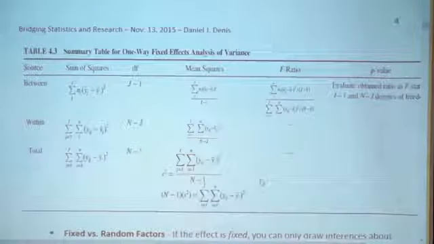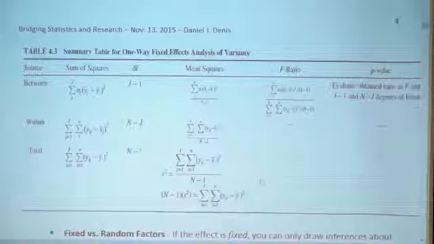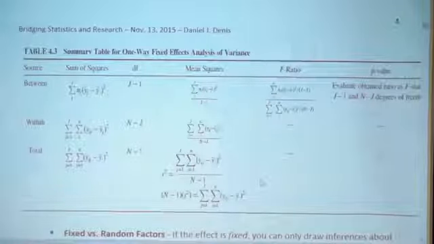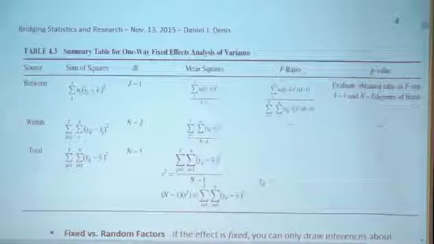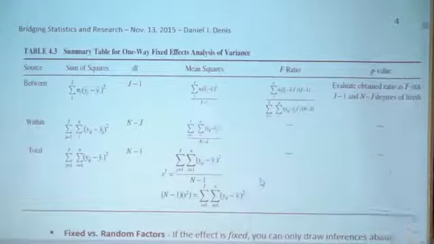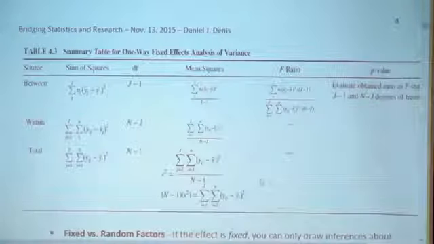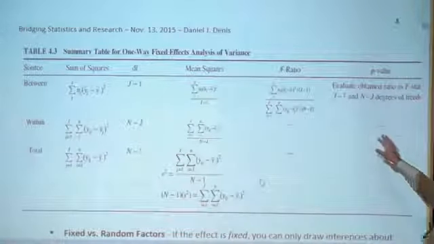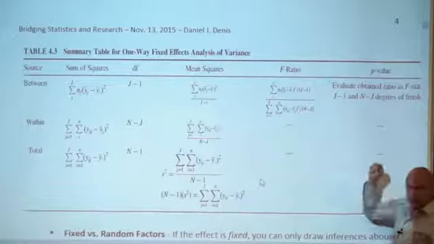What's the probability of getting an F like this? Again, I'm not talking too formally, but it's just to get the sense across. What's the probability of getting an F like that, if it was born out of a distribution on j minus 1 and n minus j degrees of freedom?